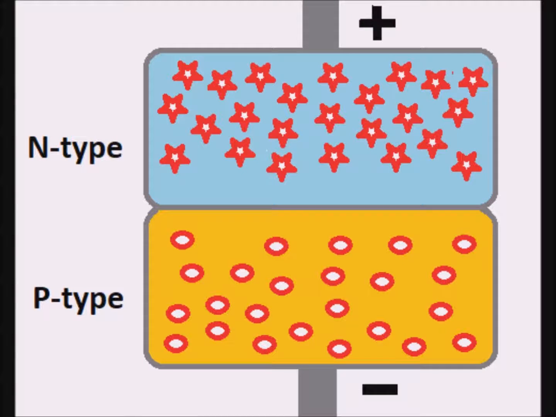What happens if the diode is rotated? The free electrons in the N-type semiconductor are attracted towards the positive end of the battery, and the holes in the P-type semiconductor are attracted towards the negative end of the battery. The result is that there are no charge carriers at the junction between the crystals, so no current can flow.